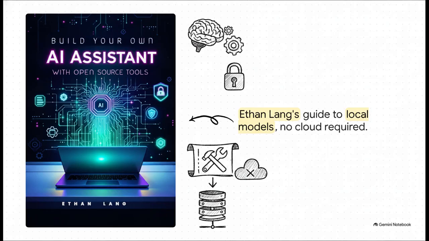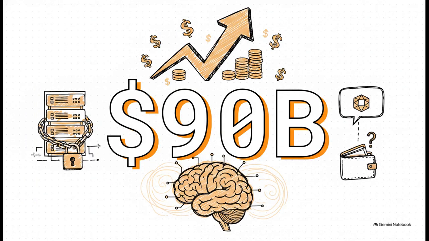Our guide for this explainer is Ethan Lang's 2025 book, Build Your Own AI Assistant with Open Source Tools. Lang frames this absolutely perfectly for the builders and the tech-savvy makers out there. Look, the era of just querying an API, it's evolving. If you are ready to break free from those recurring API costs, vendor lock-in, and constantly needing an internet connection, well, this is your blueprint. Okay, let's dive into this.